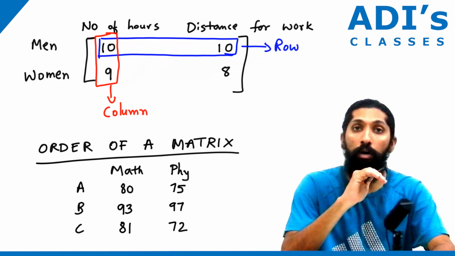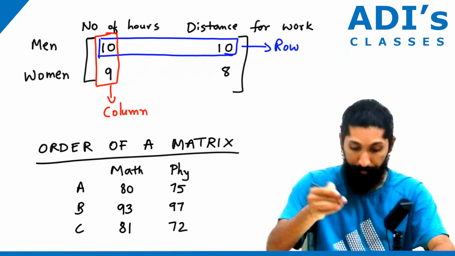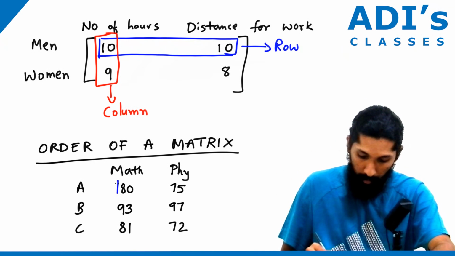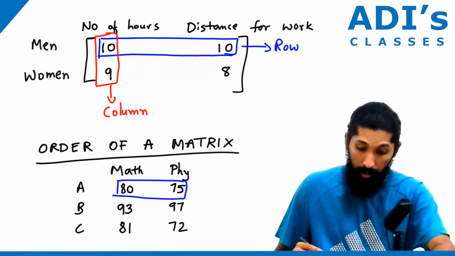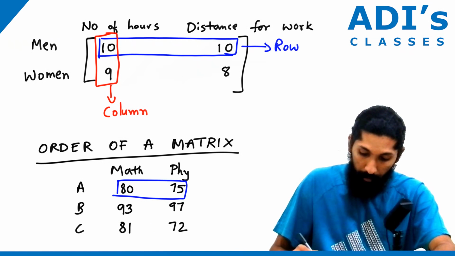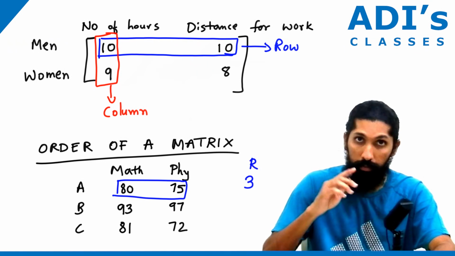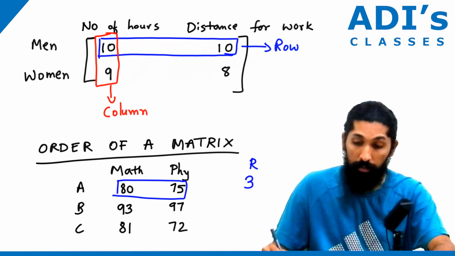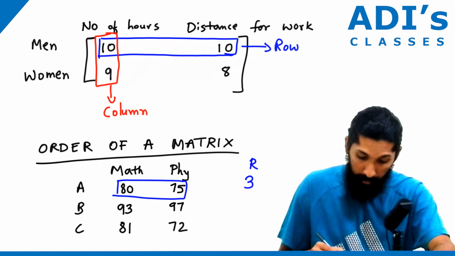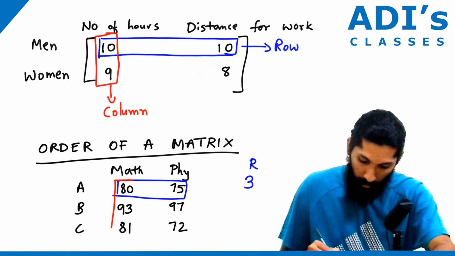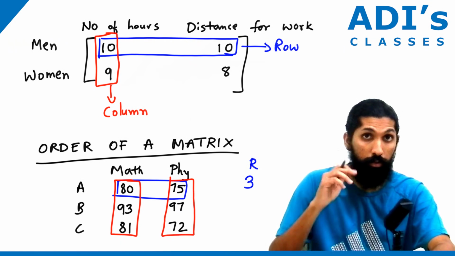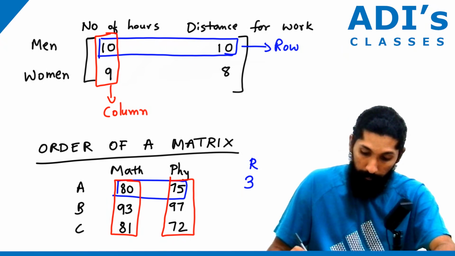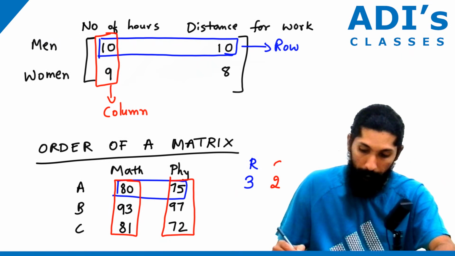See, every horizontal line is a row, correct? That means this is one row. Likewise, the second row, third row. So what we have is 3 rows. Next, look at the columns. In this, math is one column, physics is one more column. So there are 2 columns, right?